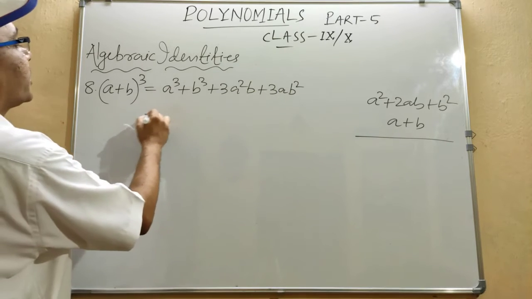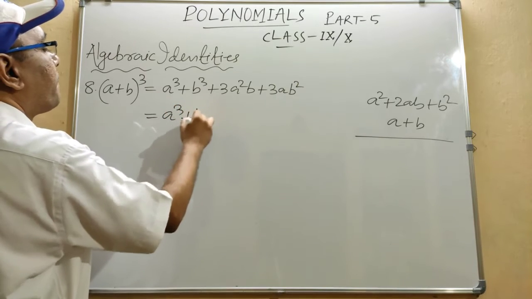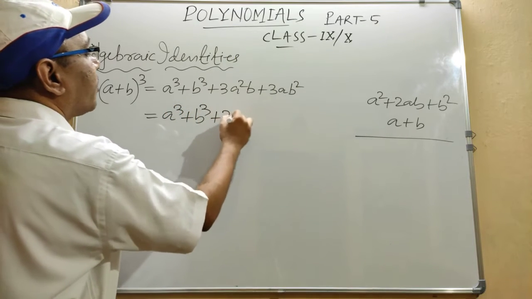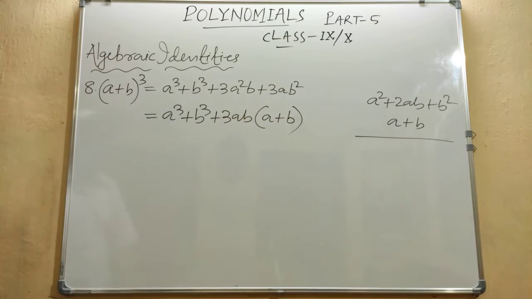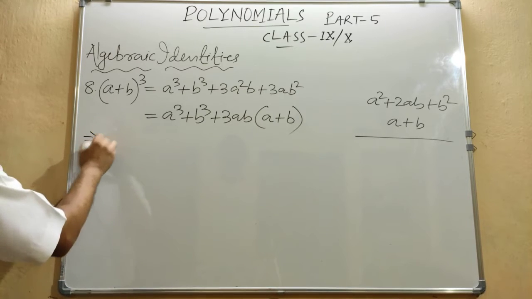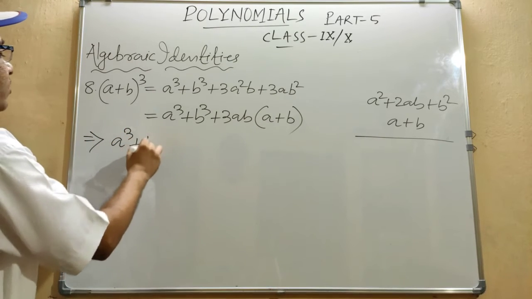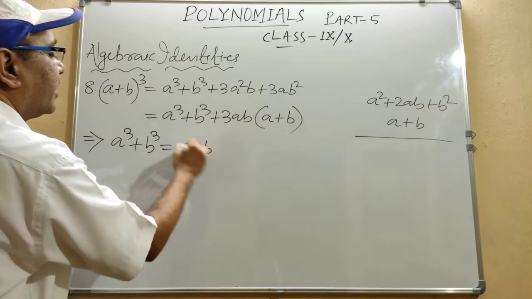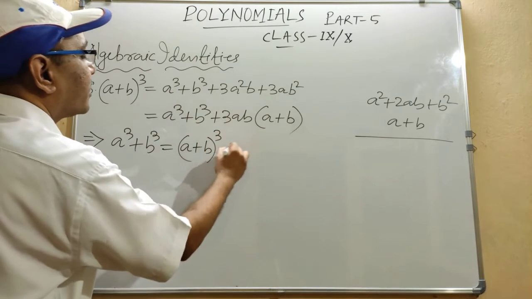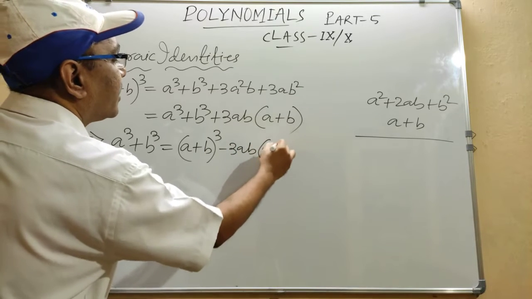This result can also be written as: take 3ab as common, then within the bracket you will get (a + b). So you should remember this also, that (a + b) whole cube is a cube plus b cube plus 3ab within bracket (a + b). Or from here only you should also remember the value of a cube plus b cube. This can be written as (a + b) whole cube minus 3ab(a + b).